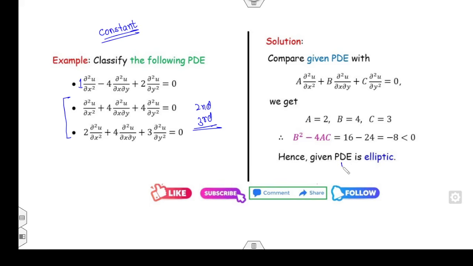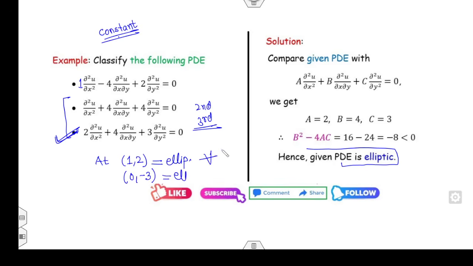So if I say my given partial differential equation is elliptic, then if somebody asks you at the point 1 comma 2, what is the nature of the partial differential equation? Because these are constants, it is again elliptic. What about the nature at 0 and minus 3? Again elliptic. That means for all x and y, the nature of the partial differential equation remains the same.